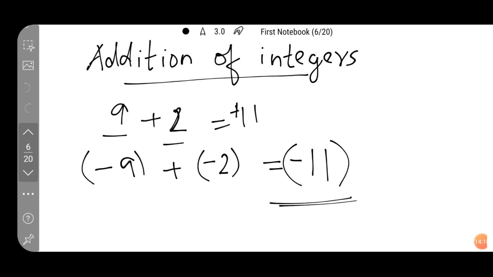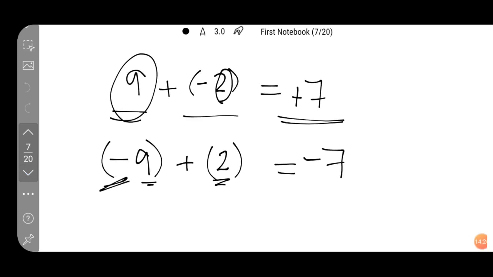That is how we add integers. If both integers are of the same sign, we will add them and give the corresponding sign to them. If one is positive and the other one is negative, we will subtract them and give the sign of the bigger number. That is the rule in adding integers. I think it's clear to you how to add integers.